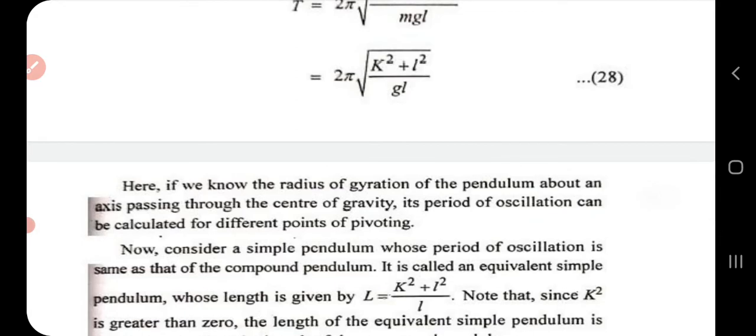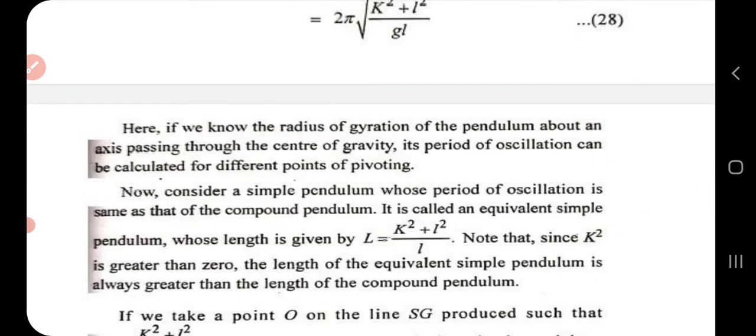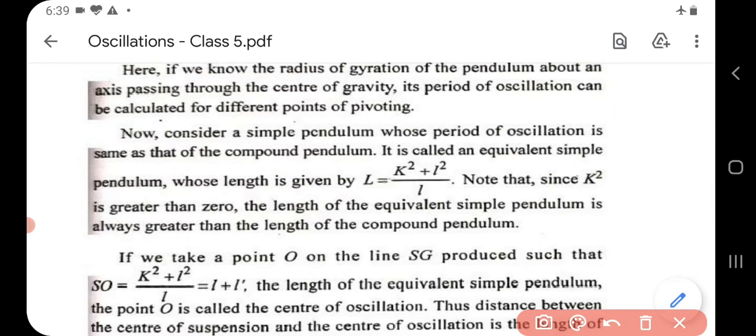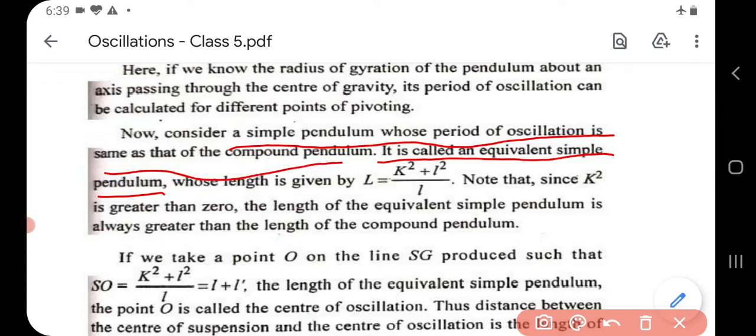So here, if we know the radius of gyration k of the pendulum, then the period of oscillation can be calculated for different points of pivoting. Okay. Now let us consider a simple pendulum whose period of oscillation is the same as the compound pendulum. Such a pendulum is called an equivalent simple pendulum. So the question is, what is an equivalent simple pendulum? It is a simple pendulum whose period of oscillation is the same as that of the compound pendulum.